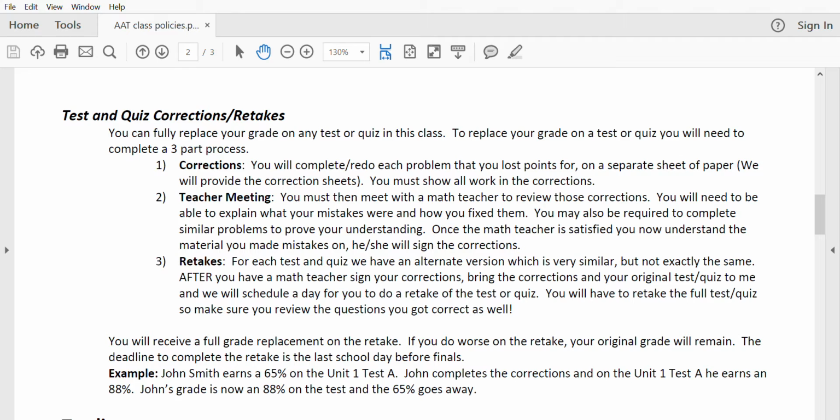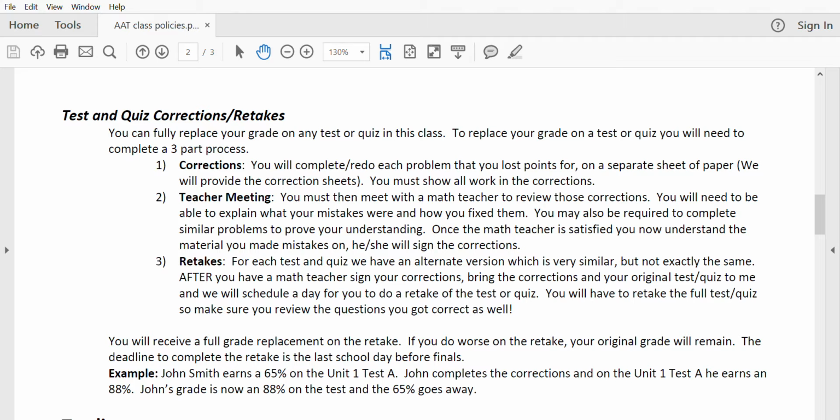So when you take a test or a quiz and you don't like your grade, this doesn't mean that you got a D or an F. I mean, if you get a C or even if you get a B and you don't like your grade, you can still go through this process to improve that grade. It's a 3-part process. All right, so we give you back the test or the quiz.